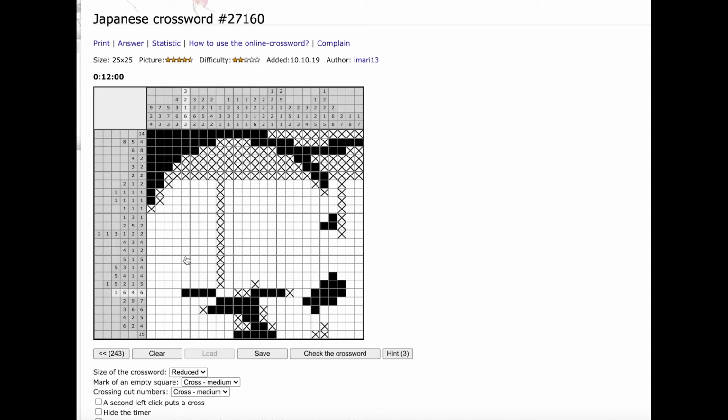Okay. Now, 2, space, 1, space, 1, 2, 3, 4, 5, 6, space, 1, 2, 3. I don't think that row, or this column, can tell us anything yet. Let me see.